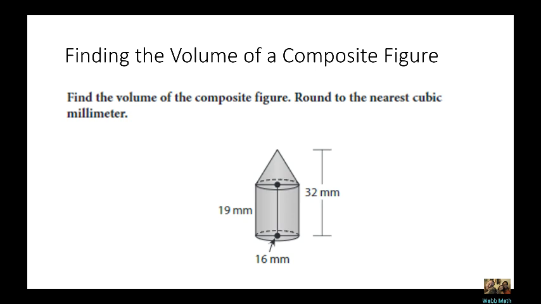All right, find the volume of a composite figure. When you're finding the volume of a composite figure, we're going to combine all the smaller geometric shapes that we can identify, and then add them all together to get our final answer. We're going to round to the nearest cubic millimeter.